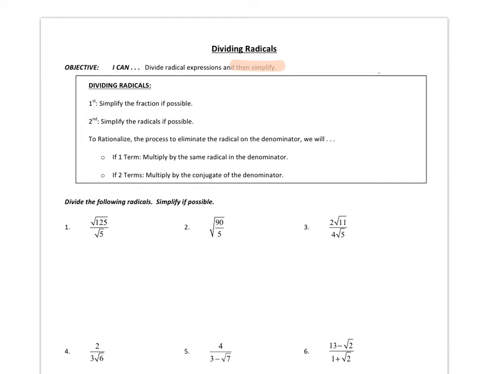Now, sometimes you won't be able to do either of those, and when that happens, you have to do what's called rationalizing the denominator. So, with rationalizing the denominator, which is the first thing that we're going to talk about here, and I'll write that down here. So we're going to talk about rationalizing the denominator.